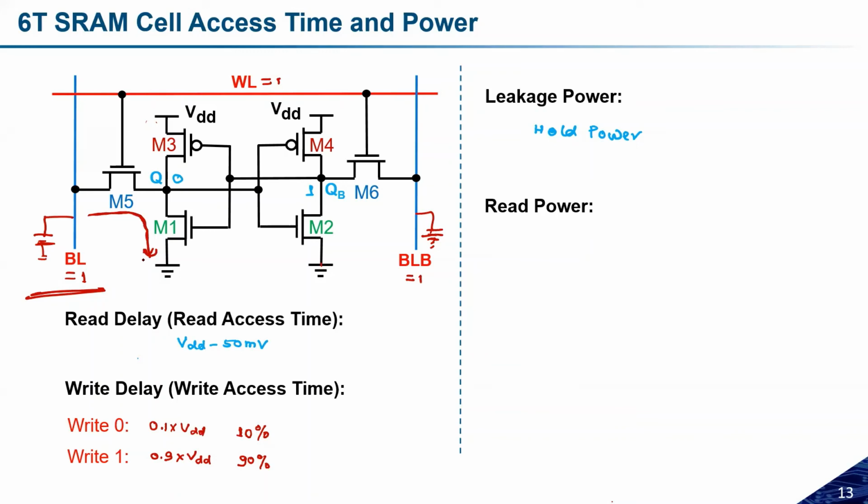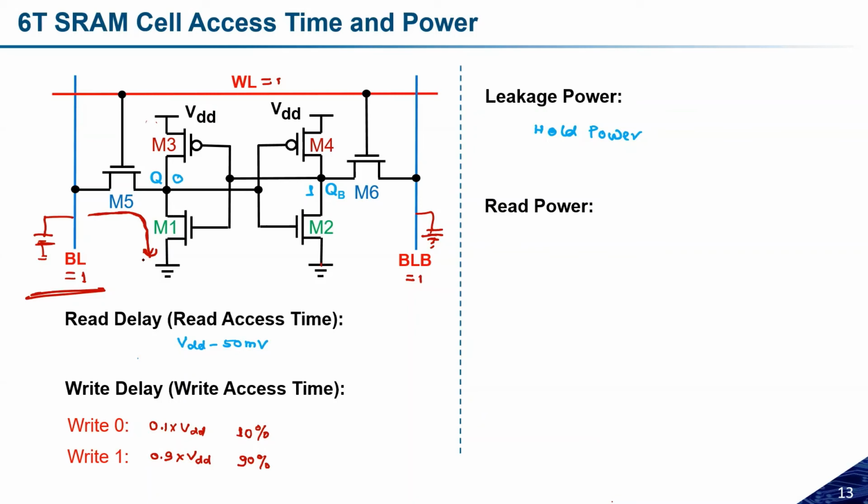Okay, and the read current multiplied with the supply voltage, or whatever the maximum voltage we have, will give you the read power. So to calculate the read power, I simply have to calculate whatever current is flowing through M5 and M1. Accordingly we can calculate the read current and then the read power just by multiplying with the supply voltage. So this is how we can calculate the read power.